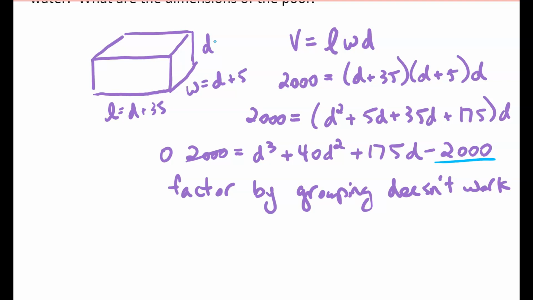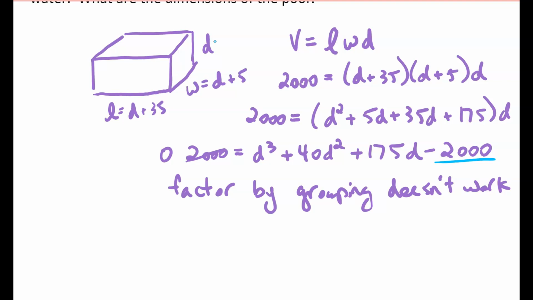Is it likely to be 1? No. 2? Okay, 3 is not a factor of 2,000, so we skip over 3. 4? Maybe. You guys have been in pools that are 4 feet deep, right? What will we do to check real quickly? Plug it in and check. So we could do synthetic division with it, or you could actually plug it in. Those numbers are going to be kind of big. I would probably do synthetic division. It turns out it's not 4.